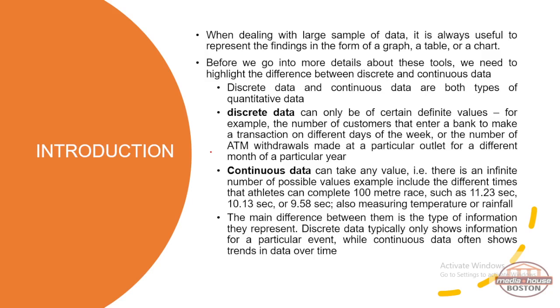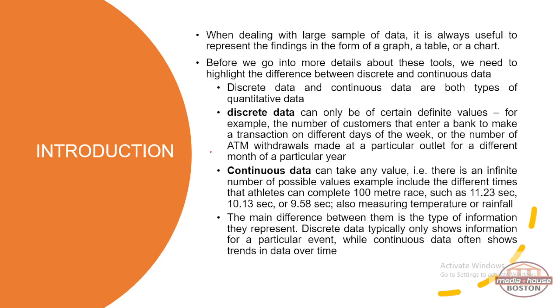I'm just trying to find the right word for this kind of data, but it's getting lost in my head. So here it says that discrete data can only be certain definite values.